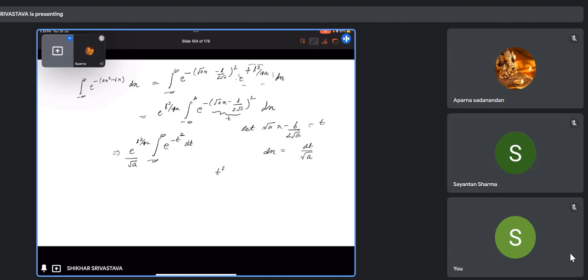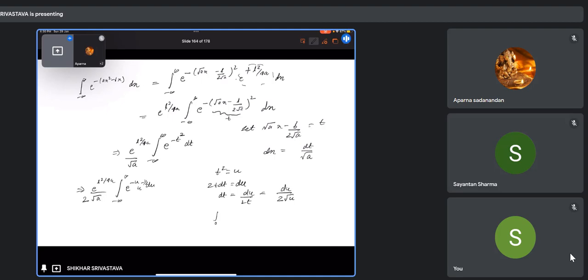Now again you put t square is equal to u. So your 2t dt will become du. So dt will become du upon 2 times t, or du upon 2 times under root of u. Put this back in this equation, so you will get exponential b square upon 4a upon root a, minus infinity to infinity, e to the power minus u, and dt is nothing but du upon 2 times under root u. The 2 will come outside and under root u in the denominator, so I can just write it as u to the power minus 1 by 2.